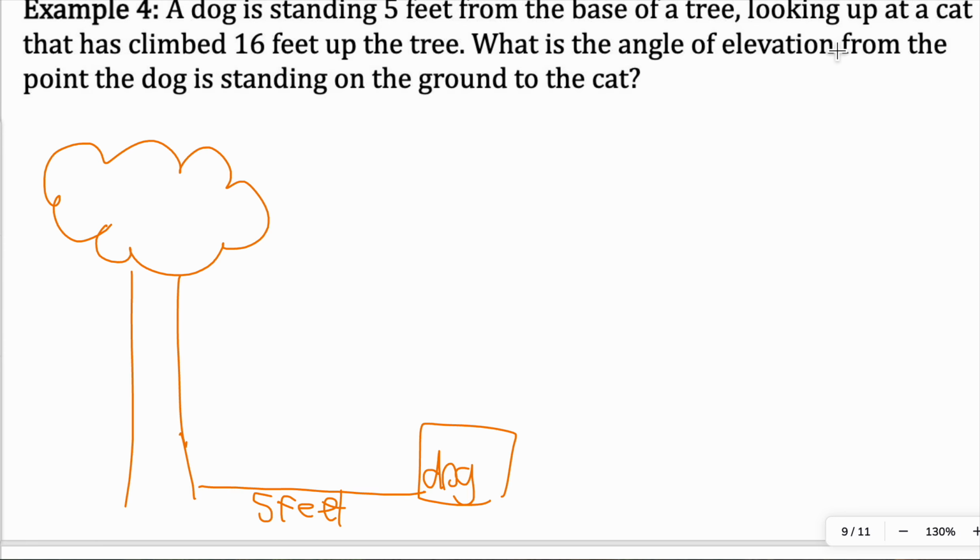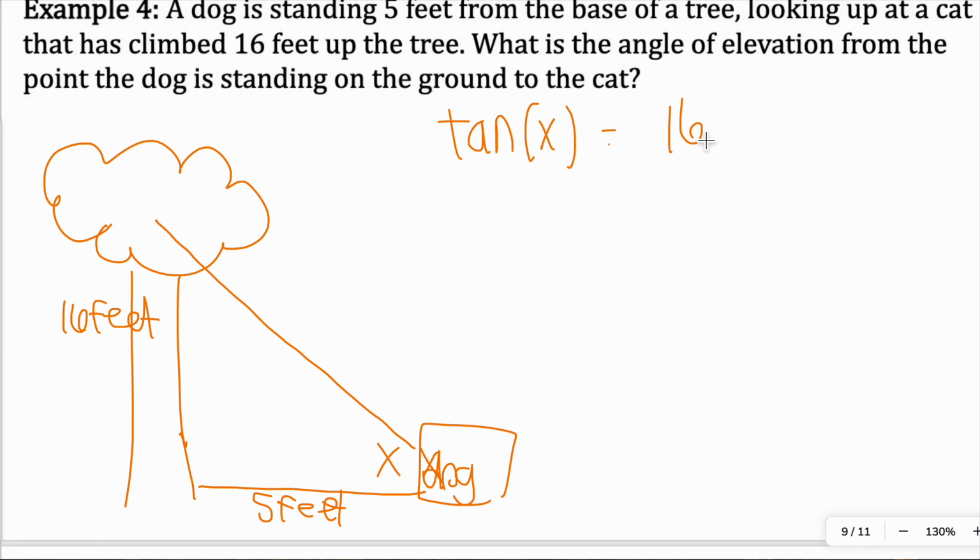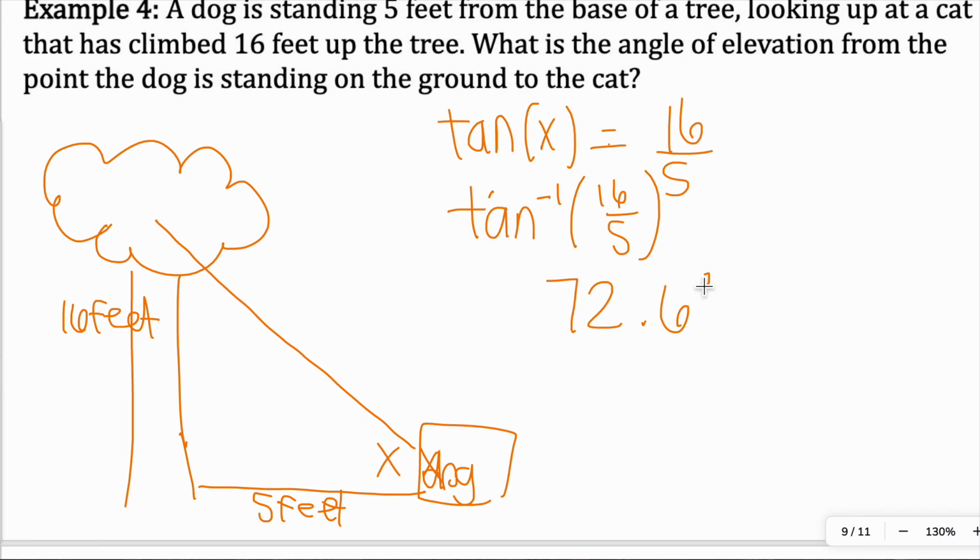A dog standing 5 feet from the tree looking up at a cat that has climbed 16 feet up the tree. What is the angle of elevation from the point of the dog that's standing on the ground to the cat? So standing on the ground, we have an opposite over adjacent, so that'd be tangent of x is equal to 16 over 5. Because I'm trying to find my angle, I'm doing the inverse of tangent, 16 over 5, and that's going to give me about 72.6 degrees. Okay? Cat would be up here.